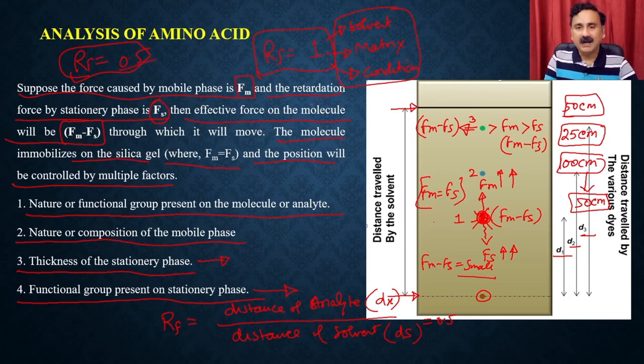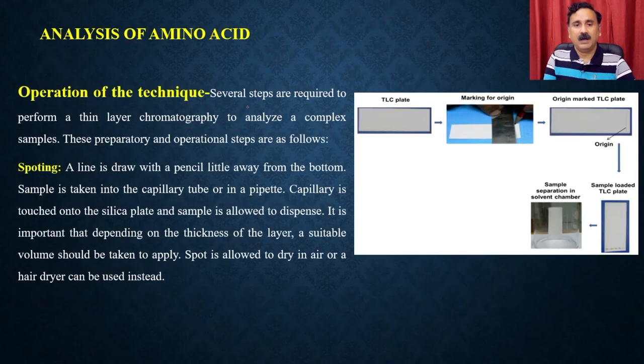So this RF value is constant, and that's why the RF value can be used to characterize the different types of amino acids. Now the question comes, how can you determine the RF values? You can run the TLC plate, you can run the thin layer chromatography, and that's how you can calculate. So how can you actually run thin layer chromatography? Several steps are required to perform thin layer chromatography to analyze complex samples. These preparative and operational steps are as follows.